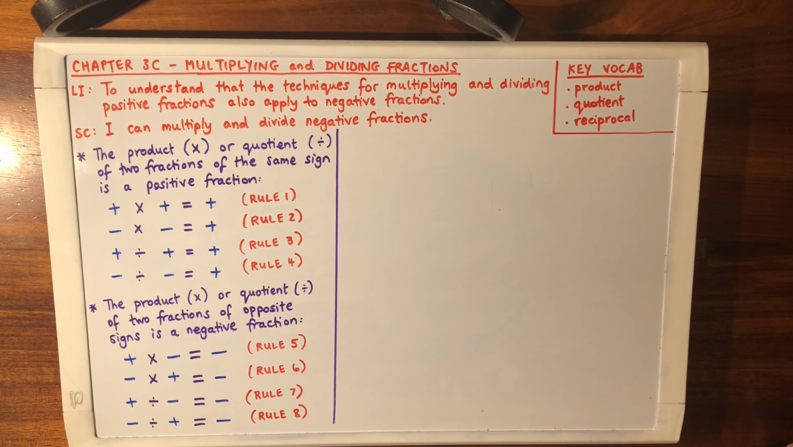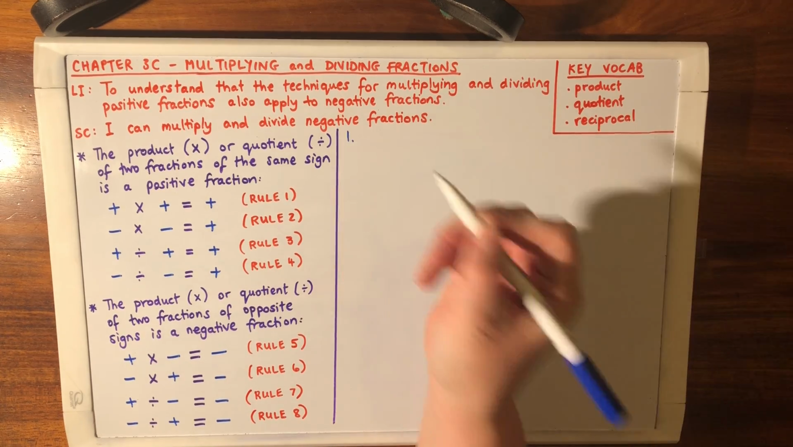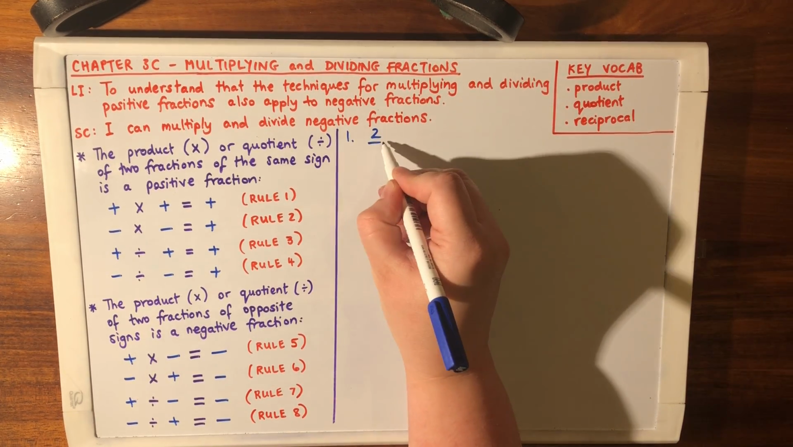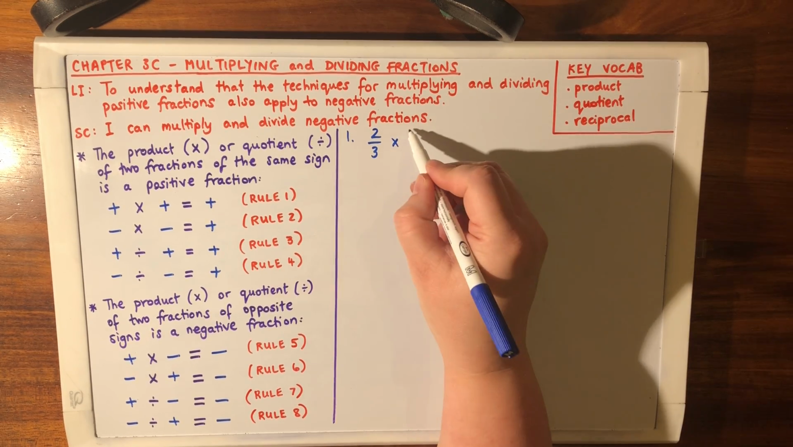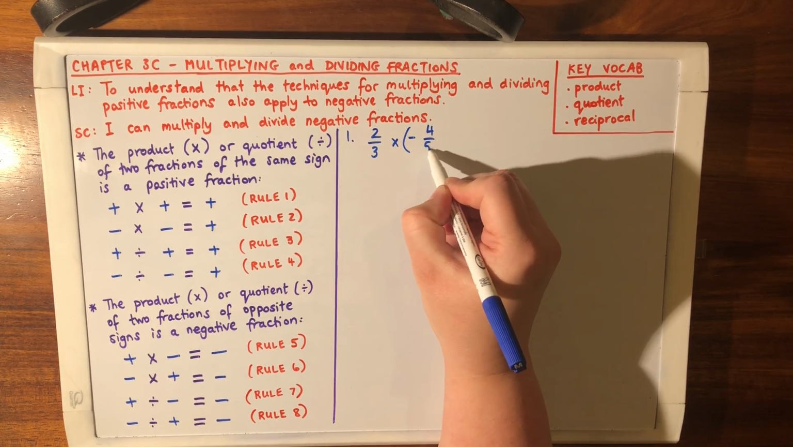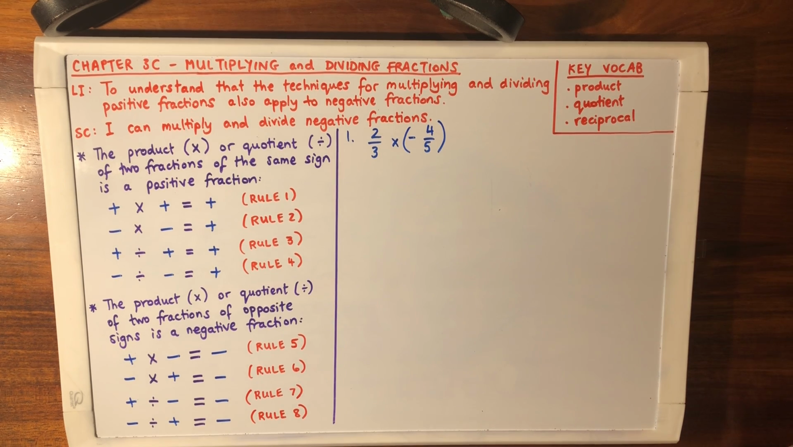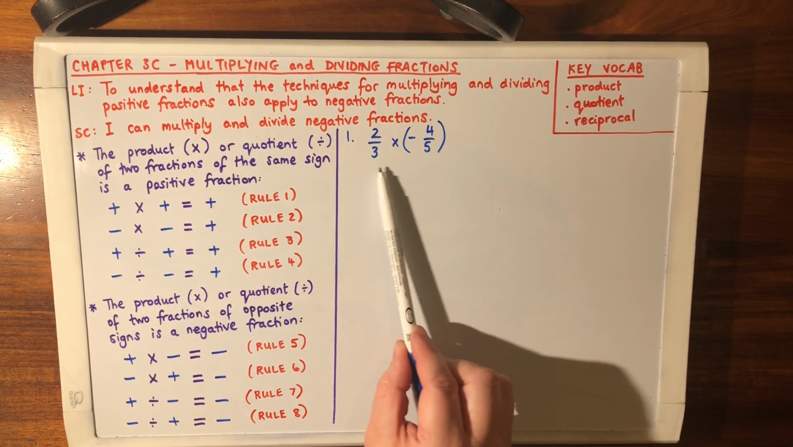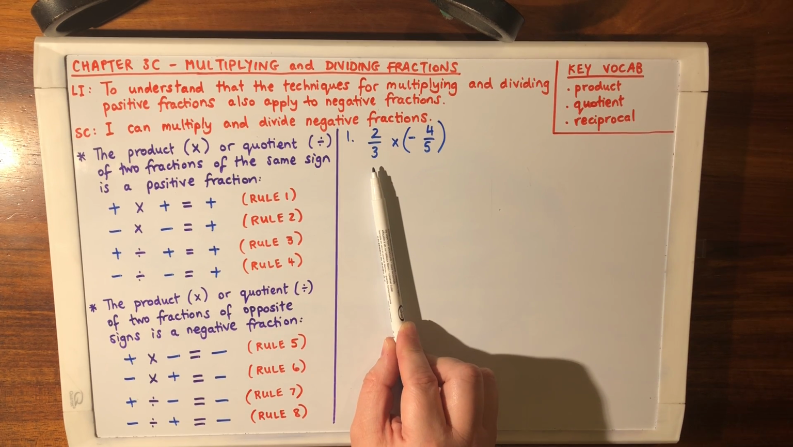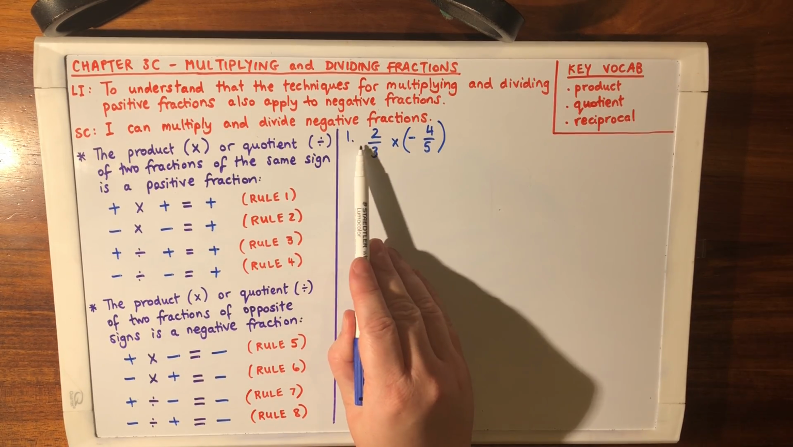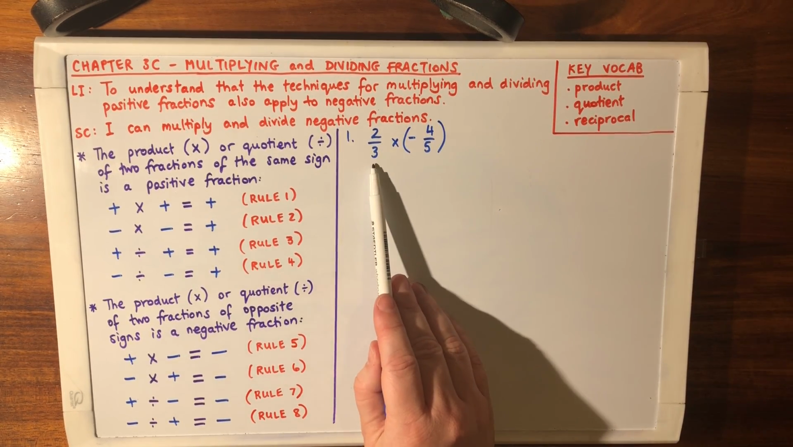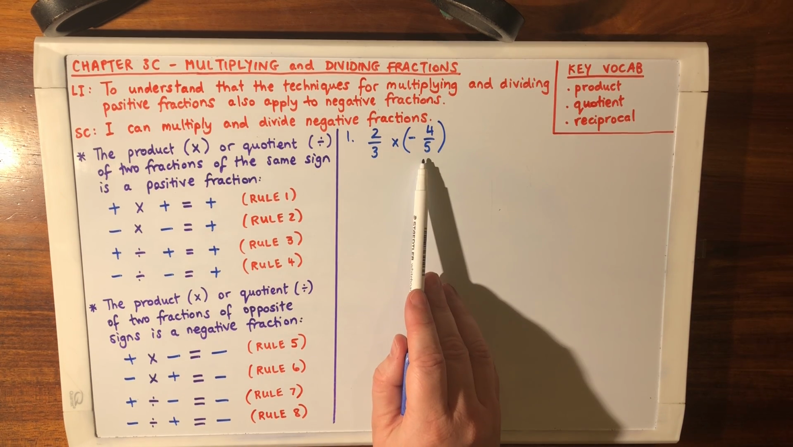I'll give you 4 examples to work through. The first one is 2/3 multiplied by negative 4/5. Let's try to identify, first of all, what are we working with here? 2/3. It's a positive fraction. We know it's a positive fraction because there's no negative symbol in front of it. So here I have a positive multiplied by a negative.